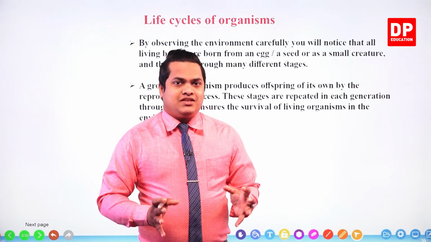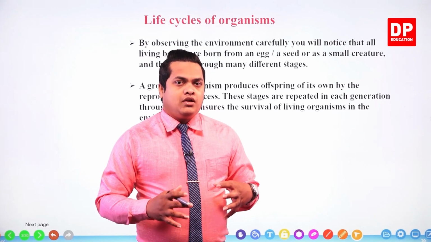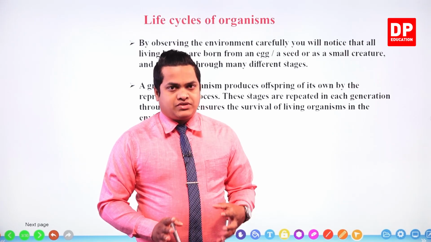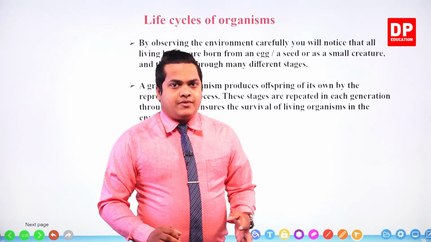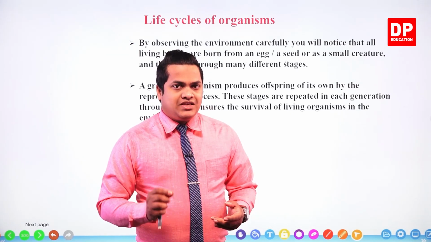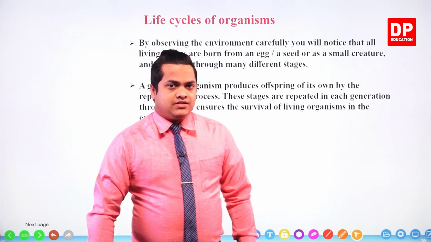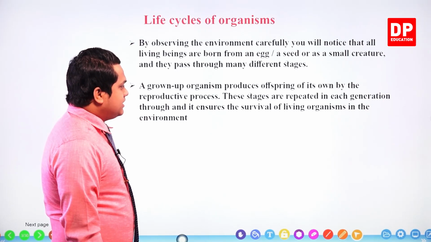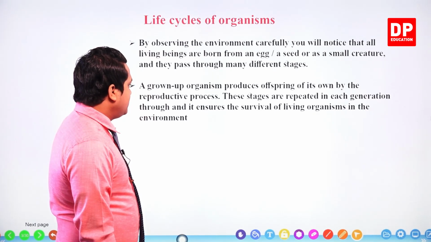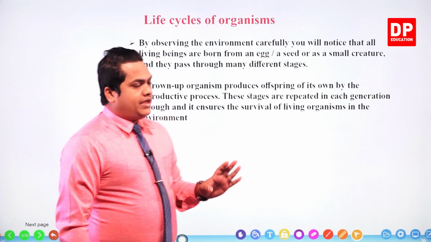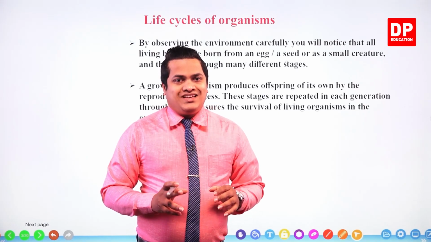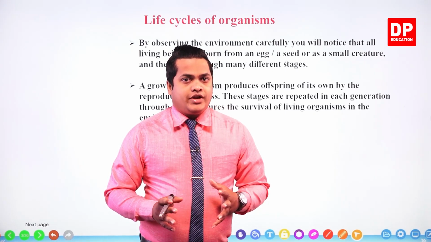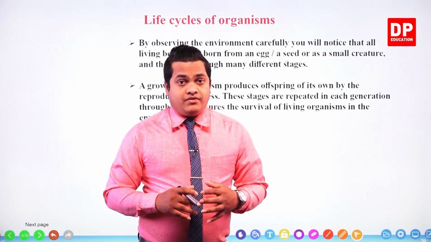So if you take a certain species, that species is going to reproduce by two adult organisms. They're going to create a new organism, and this process is referred to as reproduction. So upon reproduction, new organisms are born to the world. These organisms pass through different stages when they are becoming an adult. These stages are repeated in each generation, and it ensures the survival of living organisms in the environment. It's not going to happen within one generation, but in all the generations.